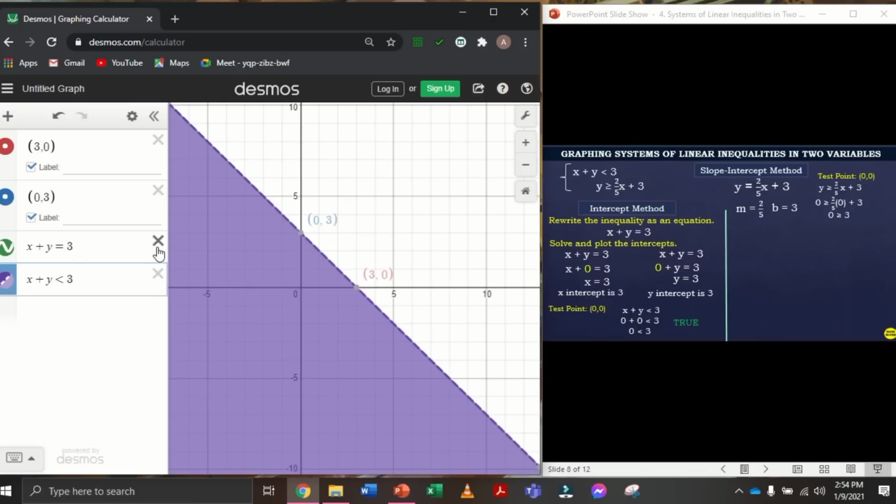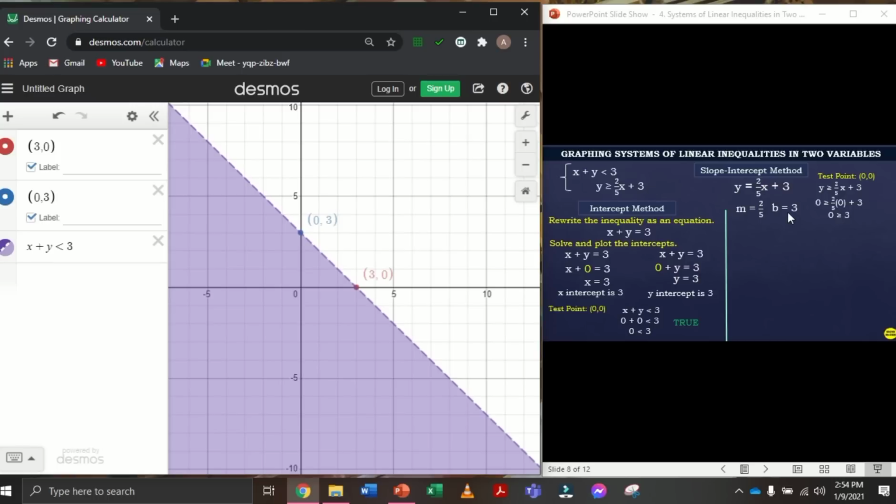So, tanggalin na natin ito. Ito yung ating boundary line, ha? Laging yan ang ating boundary line. Now, as you can see, yung ating boundary line ay broken lines or dashed line. So, ibig sabihin, tingnan nyo, wala kasi siyang equal doon. So, yun ang palatandaan natin. Okay?